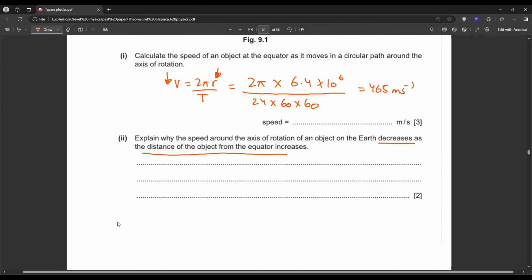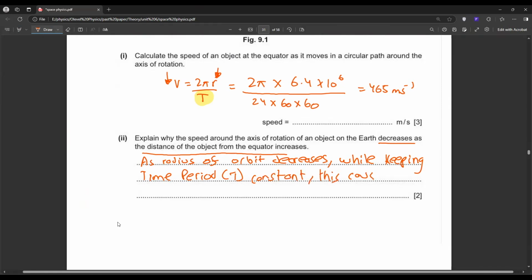So you can write it here as: radius of orbit decreases while keeping the time period T constant. This causes the speed to decrease. Simple as that, nothing complicated.